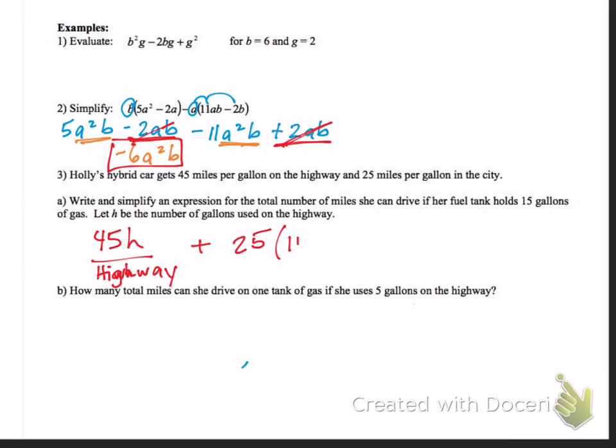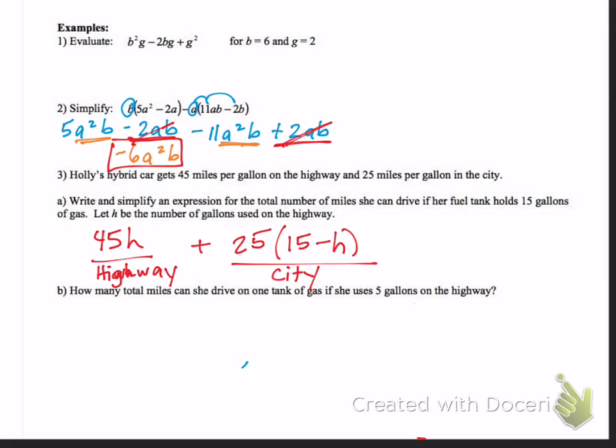Yes. So 15 minus H. This represents the city because the combination of highway and city always adds up to 15. So if highway is 5, then city is 10. If highway is 7, then city is 8. It's always 15 minus whatever you did on the highway. So that is how I represent the city using just the letter H.